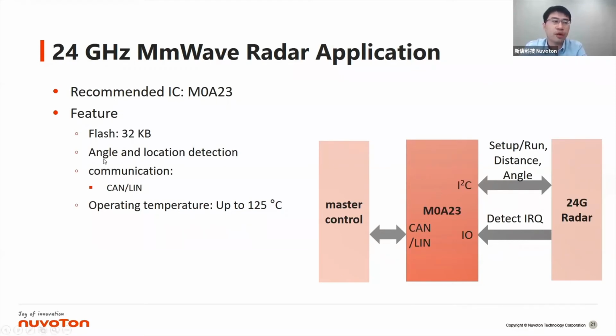We can compute the angle and the location detection with our microcontroller and pass it by our CAN and LIN function to the master controller. The communication will provide you not only CAN and LIN, but also UART or I2C. You can configure it as RS485. And the temperature is up to 125 degrees. Okay, so this is the first application which we recommend for you.